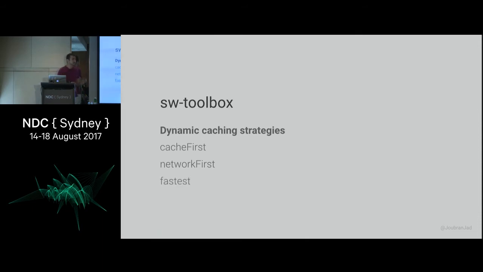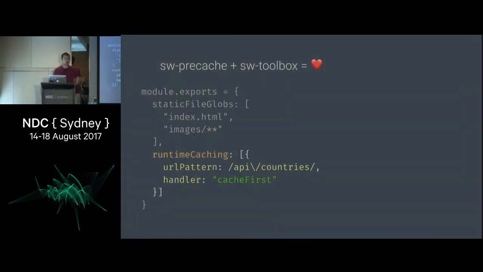So, we typically use both SW Precache and SW Toolbox together in the same configuration file by passing a runtime caching object. So you could say for this pattern, whenever I go to the API/countries, I'm going to use the cache first handler.